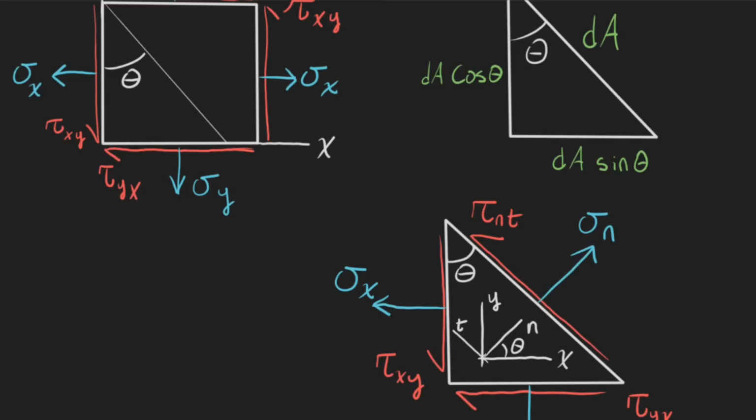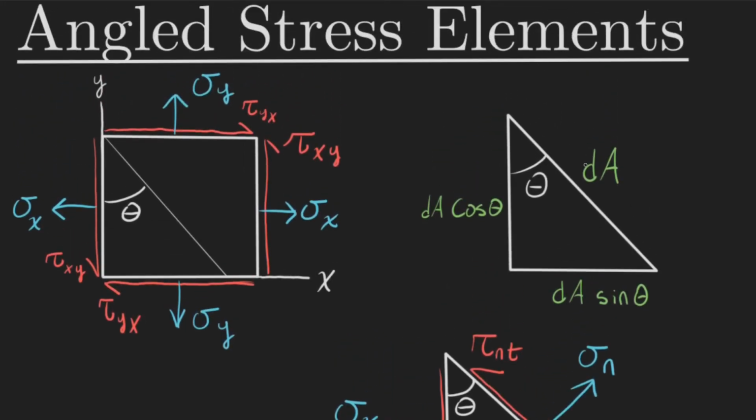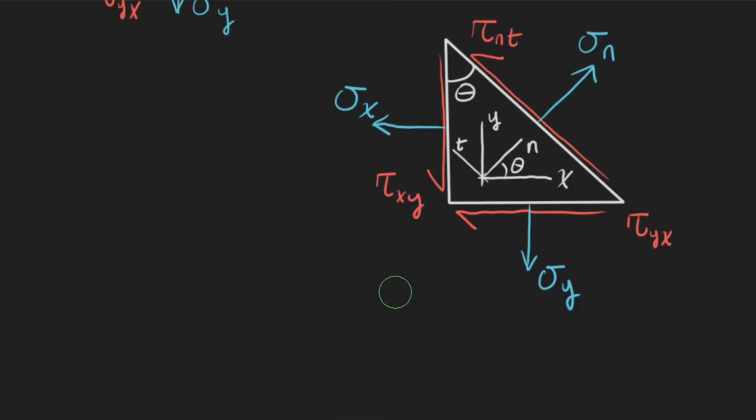And then if we look at the areas, we're going to call this angled area dA, and then this area right here would have to be dA times the cosine of theta, and this one down here would have to be dA times the sine of theta. And so now we're going to sum all of the forces in the normal direction which result from these stresses.